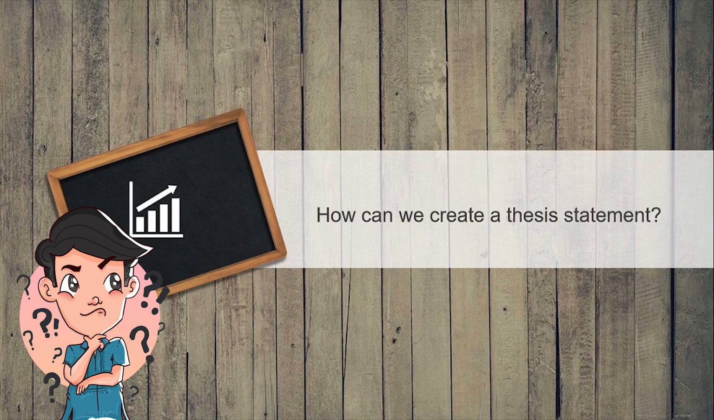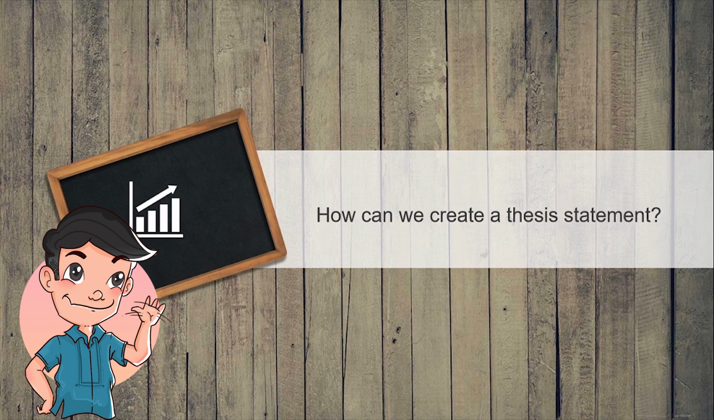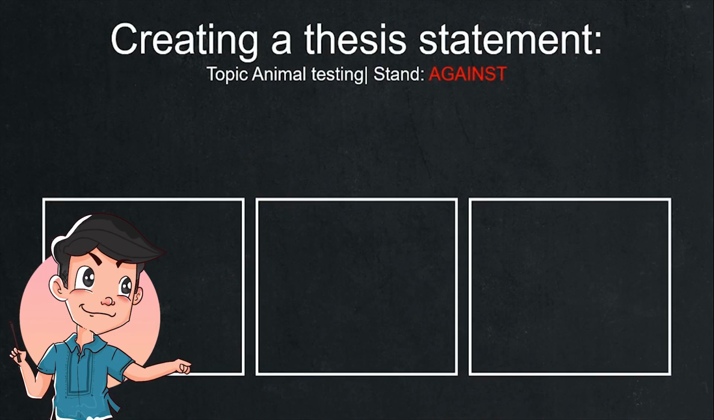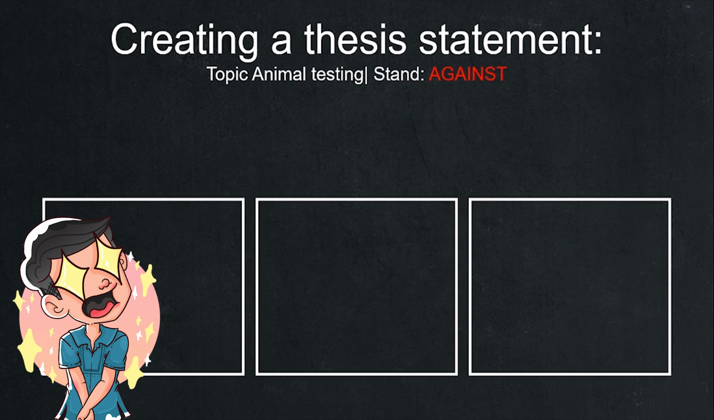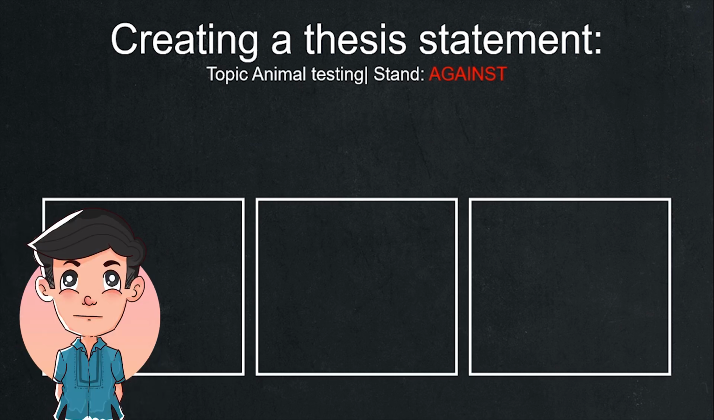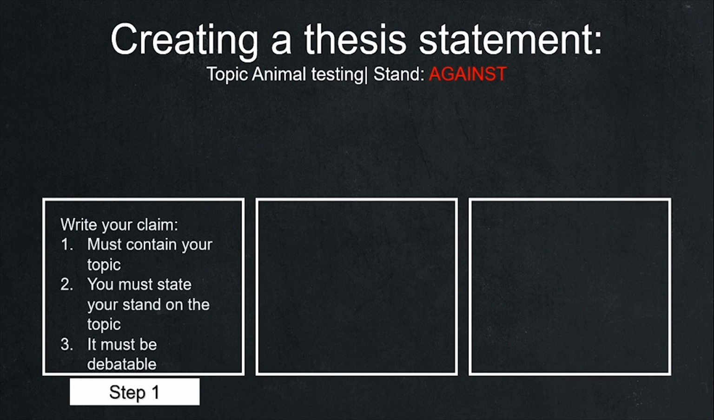How can we then create a thesis statement? It's actually quite easier than you think. Now, say for example that we are going to create a thesis statement on a persuasive essay about animal testing, and our stand is that we are against animal testing. So what would be step 1? Step 1 is we have to write our claim.